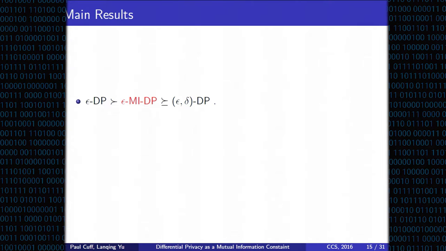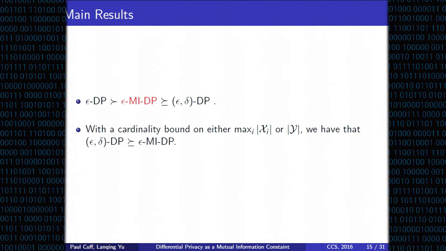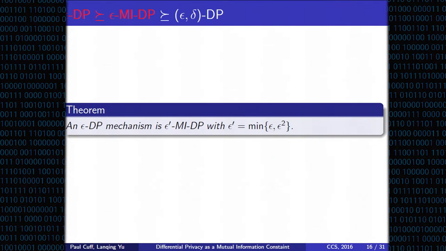Okay, so the main result of our work is the following. We try to compare the strength of our MIDP with differential privacy. Its strength is sandwiched between epsilon DP and epsilon delta DP. Further, if we have a further constraint, for instance, if we assume that the privacy output only takes value in a finite set, then we can get the backward implication. We can get that epsilon delta DP is stronger than epsilon MIDP. So in this case, these two are actually equal in their strengths.